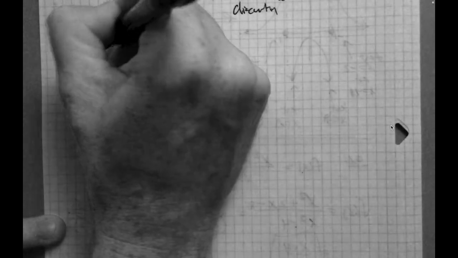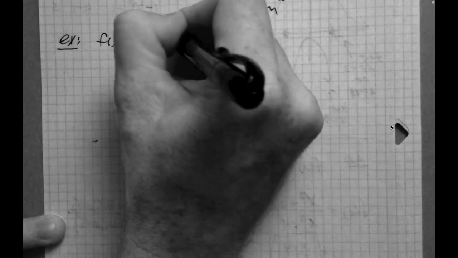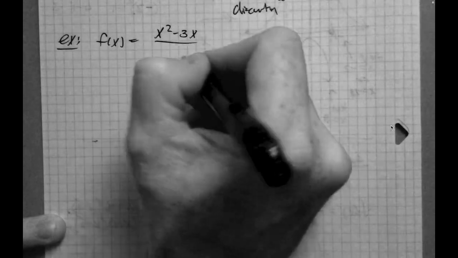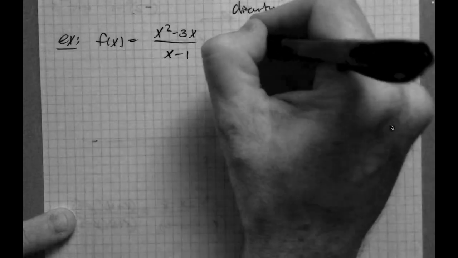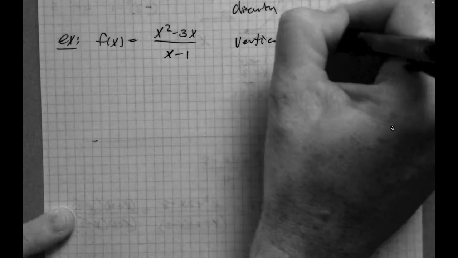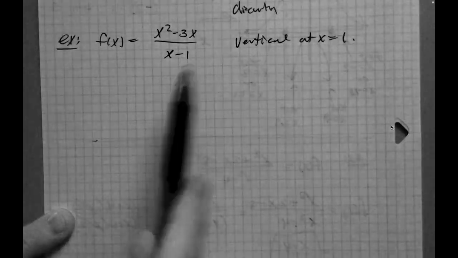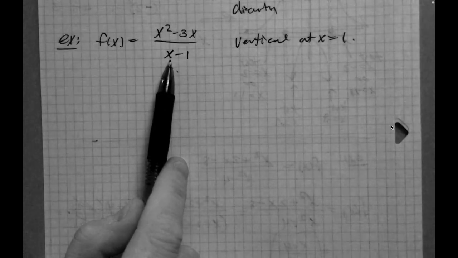And so the two different types there on one graph is nice. Another example. Examples are king. Let's consider f of x equals x squared minus 3x over x minus 1. And so here we can see that f is going to have a vertical asymptote at x equals 1. Right, we can obviously see that the denominator is 0 at x equals 1.